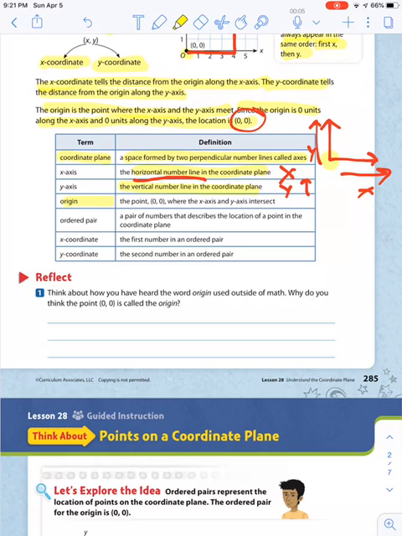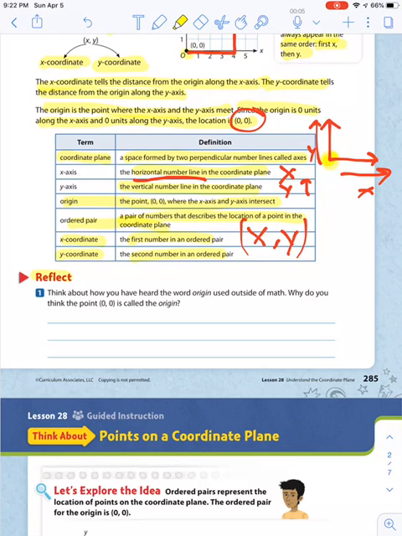And the OG is the point 0, 0, where the x-axis and the y-axis intersect. And I already got him good. I got him all bright now. And an ordered pair. An ordered pair is a pair of coordinates that describes the location of the point in that coordinate plane. And as we read earlier, the x and the y coordinates, the x goes first in our ordered pair, and then the y goes second in our ordered pair.